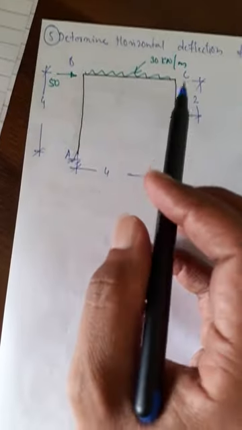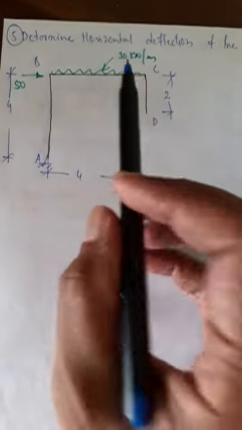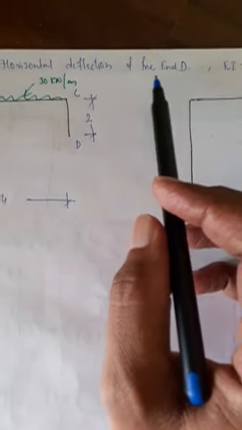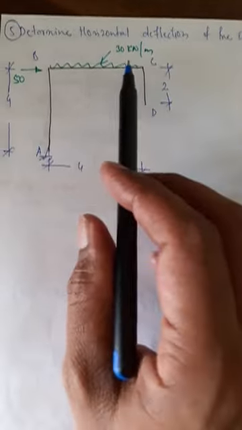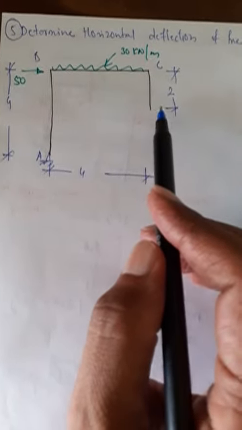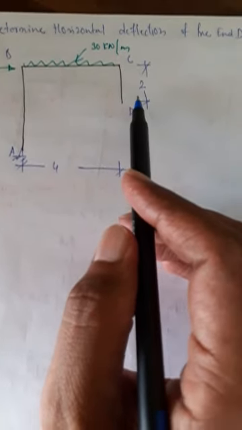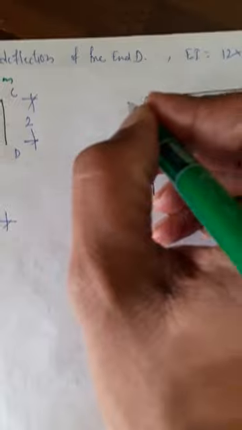So we are going to analyze this bent frame and determine the horizontal deflection of the free end. For the given loadings, I have to find the horizontal deflection of point D. Again, the same case: I am going to draw the same frame and apply the given loads.